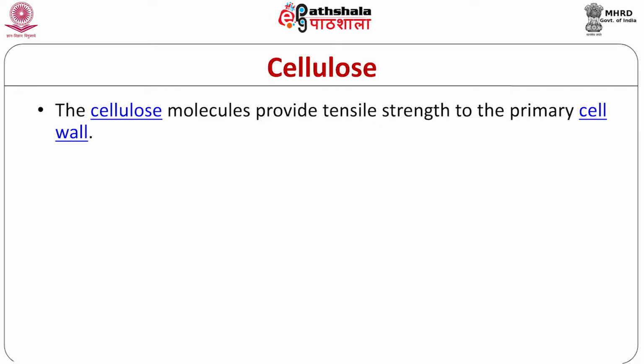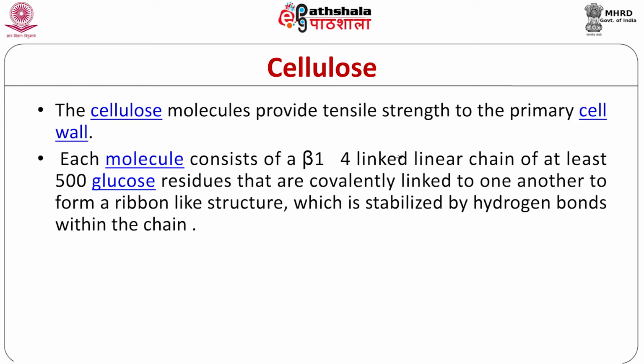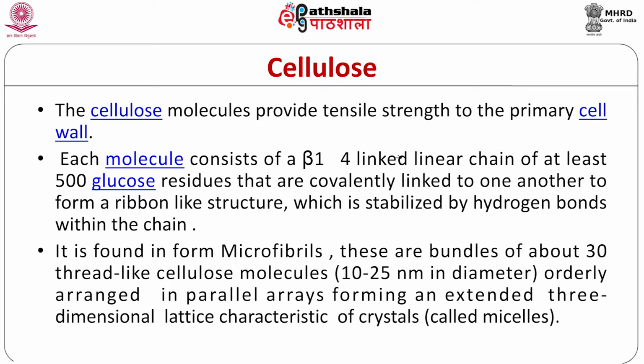Cellulose. The cellulose molecules provide tensile strength to the primary cell wall. Each molecule consists of a beta 1,4-linked linear chain of at least 500 glucose residues that are covalently linked to one another to form a ribbon-like structure which is stabilized by hydrogen bonds within the chain. It is found in the form of microfibrils.